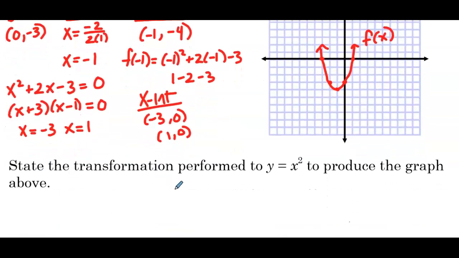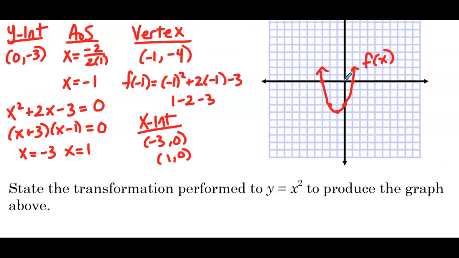So they ask us to state the transformation performed to y equals x squared to produce the graph above. Well, if we recall, y equals x squared has points at (0, 0), (-1, 1), (1, 1), (2, 4), (-2, 4). So we're comparing those points to the points on the graph of f of x. And looking, there does not seem to be a scale factor, just a translation. And the translation is left 1 and down 4.